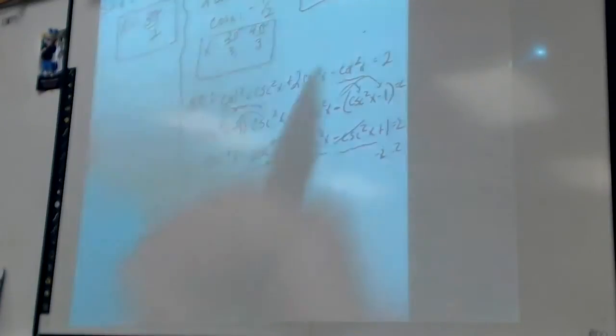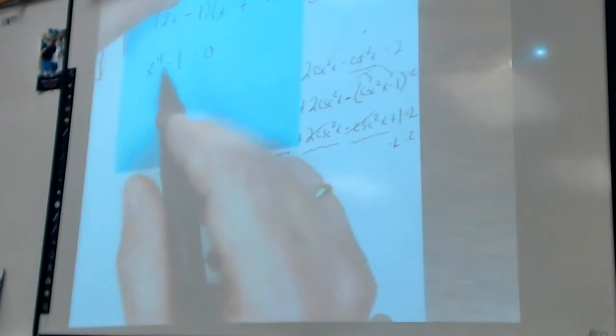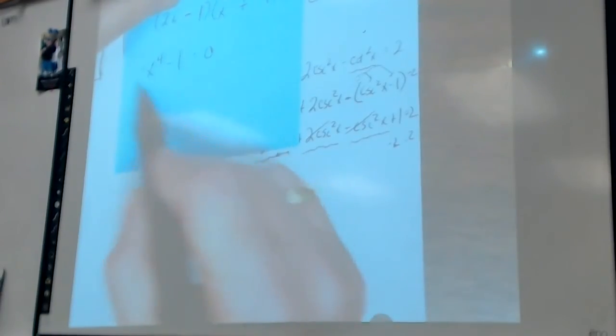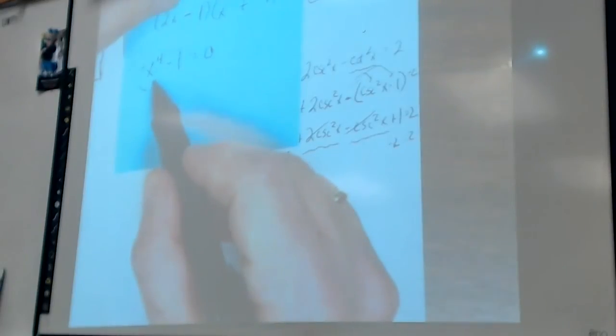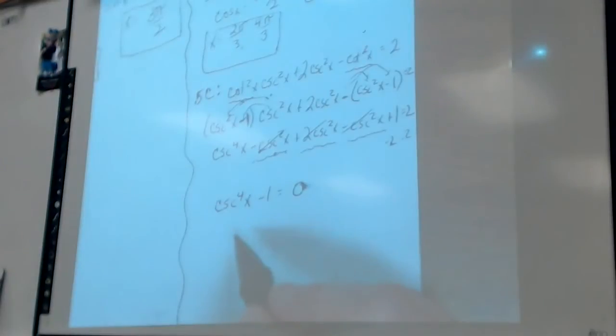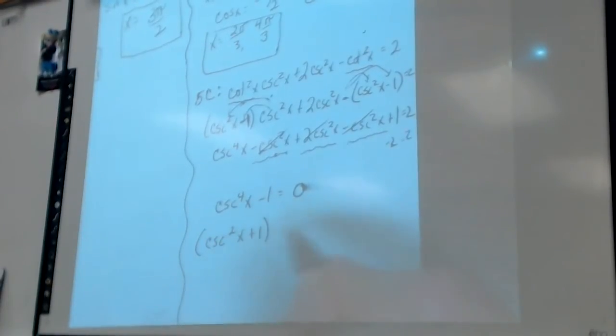Now, what if I gave you x to the 4th minus 1, and I wanted you to factor it? How would you factor that? It's a difference of squares. It'd be x squared plus 1, x squared minus 1, correct? So same thing here. It's going to be cosecant squared x plus 1.